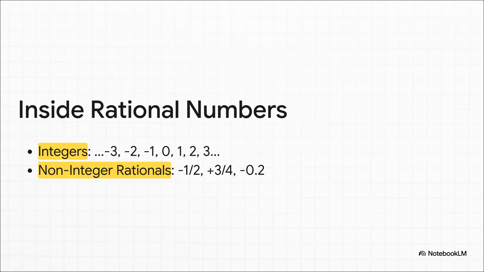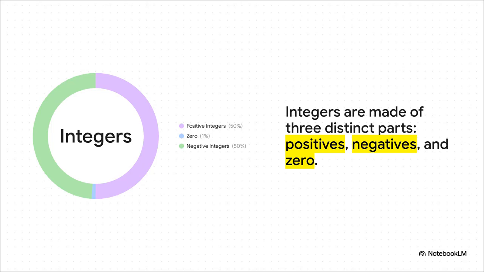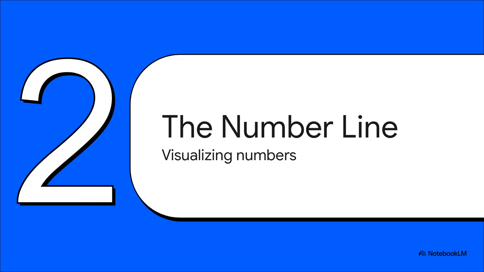And inside this big rational family, there's a special group we're going to focus on called the integers. These are your solid whole numbers, positive, negative, and 0. No messy fractions or decimals allowed. Everything else, like 1/2 or negative 0.2, they're still rational, just not integers. So if we crack open the integers, you'll see they have 3 parts. You've got all the positives, which are just our regular old counting numbers. You have their mirror images, the negatives, and sitting right in the middle, you have 0. And 0 is special. It's totally neutral, neither positive nor negative. It's our home base.